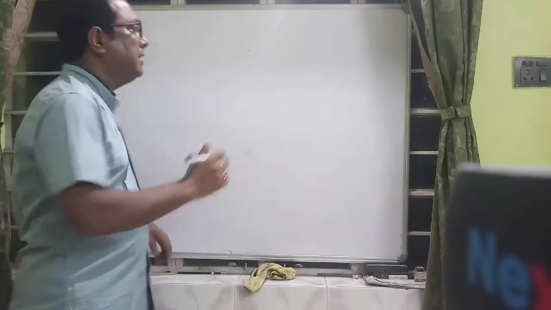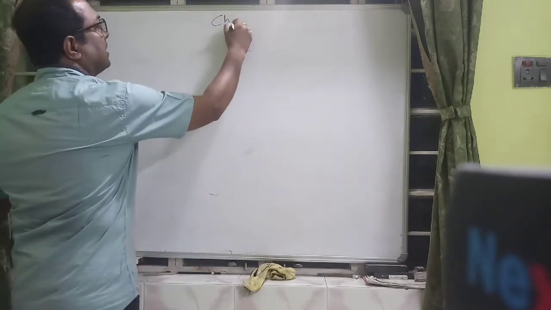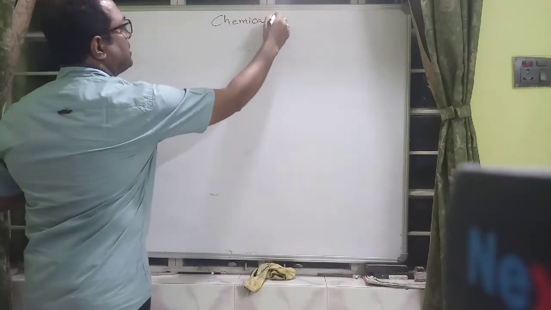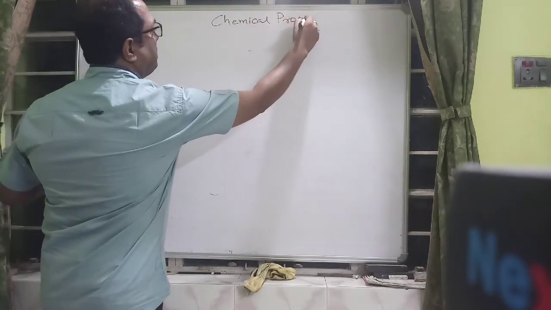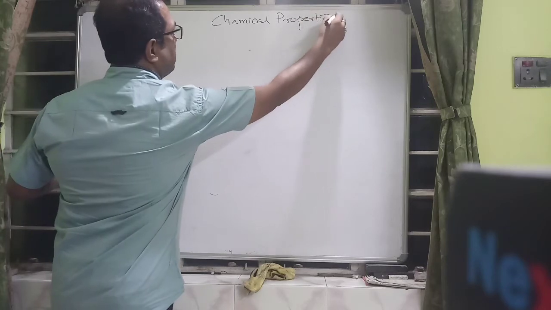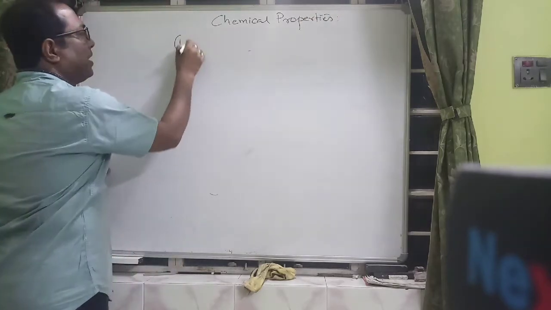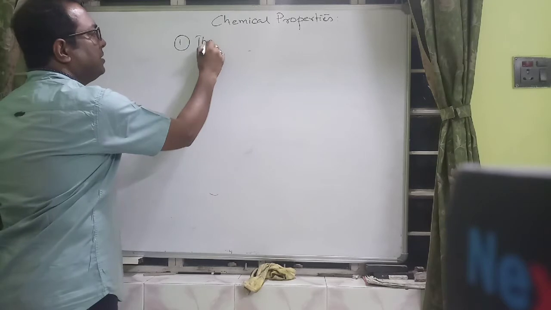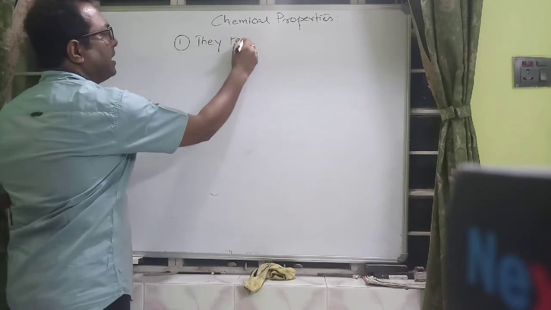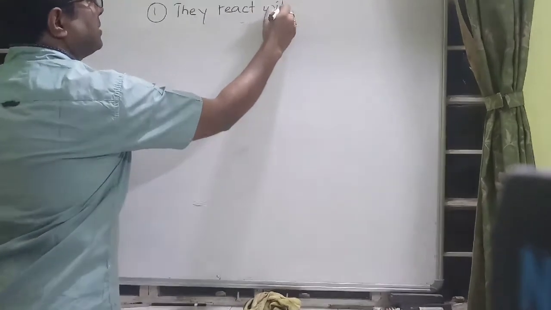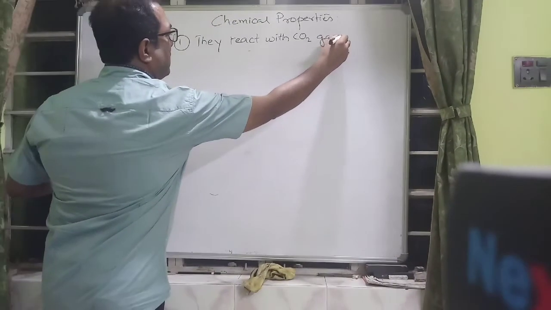Now let us go to the chemical properties. Chemical properties, P-R-O-P-E-R-T-I-E-S, of bases. The first point is they react, R-E-A-C-T, with carbon dioxide gas.